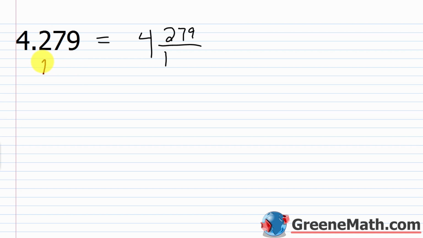So I have 1, 2, 3 of those. So I'm going to put 1, 2, 3 zeros here. And I end up with 4 and 279 over 1,000, or I could say 4 and 279 thousandths.